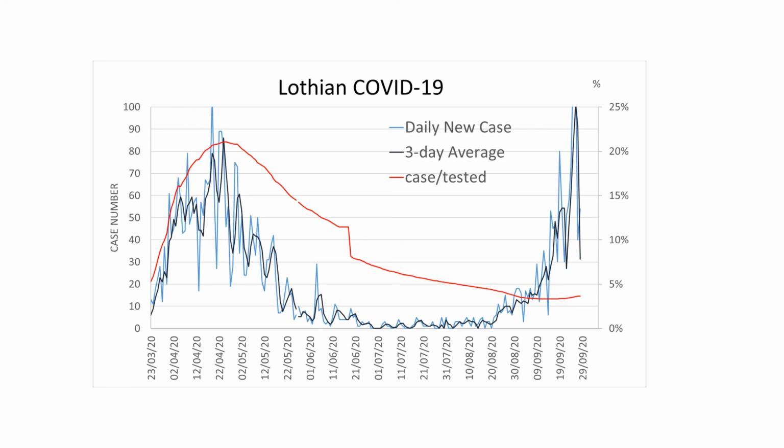So you can see in early April, we had a very bad time. And then we had a very successful reduction. Now, in September, we have a rapid increase. That coincides with the opening of universities. People leave home and go to university, meet people, celebrate, have parties, and that's the result.